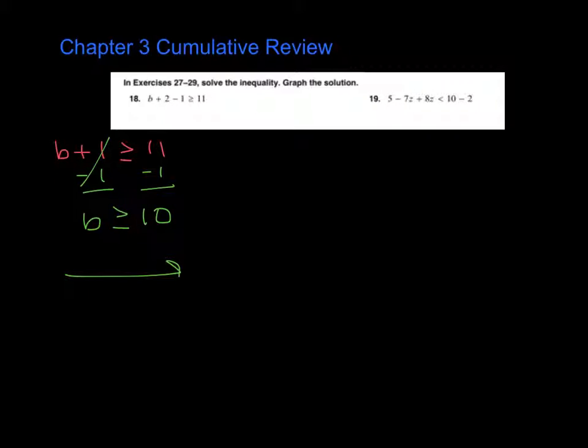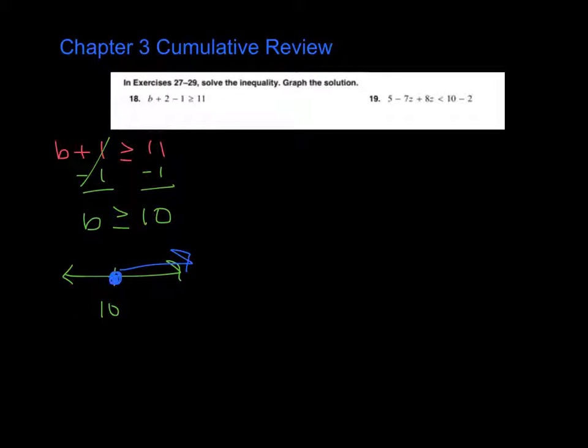If I was going to graph that on a number line, so let's say 10 was right here, then because this has the equal to, that's the little line under it, I know that this is going to be a closed-in circle. And the numbers that are greater than 10 are to the right. So my arrow would be facing to the right.